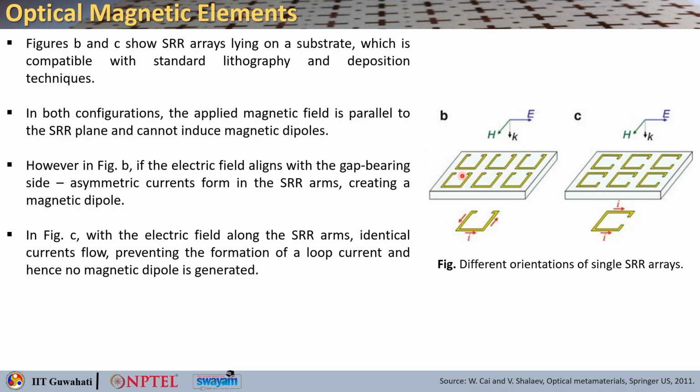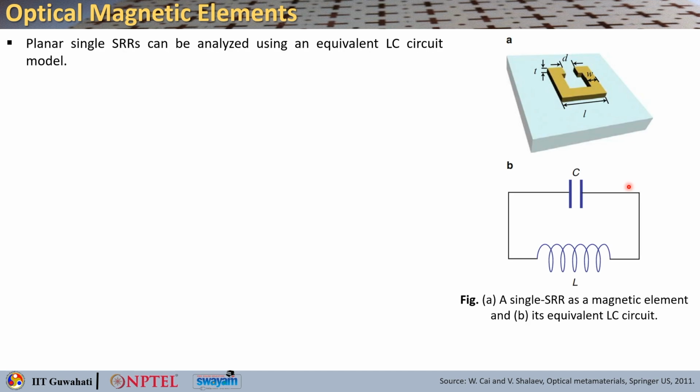So, this is something interesting to understand, that in the first case the magnetic field was exciting the magnetic dipole. In this particular case the electric field is exciting the magnetic dipole, but in this case the electric field is not doing the excitement of the magnetic dipole, right. So, this will not show any kind of magnetic moment.